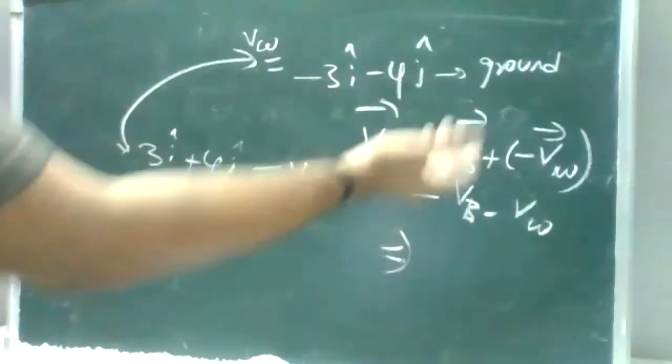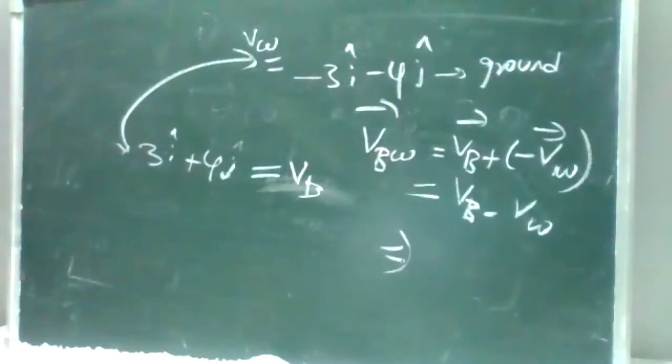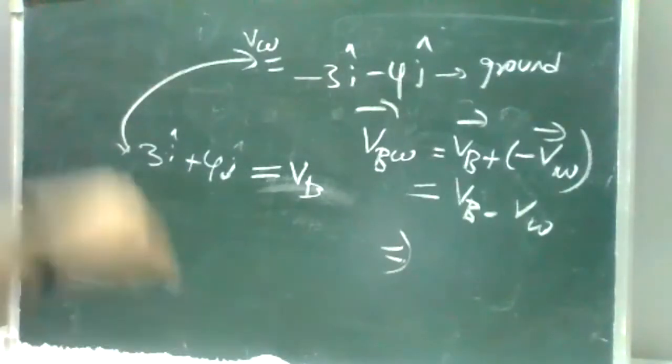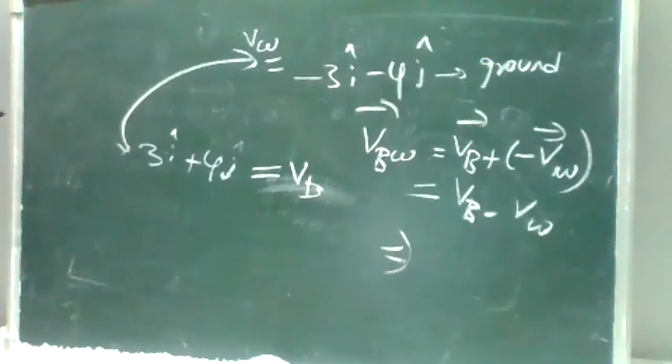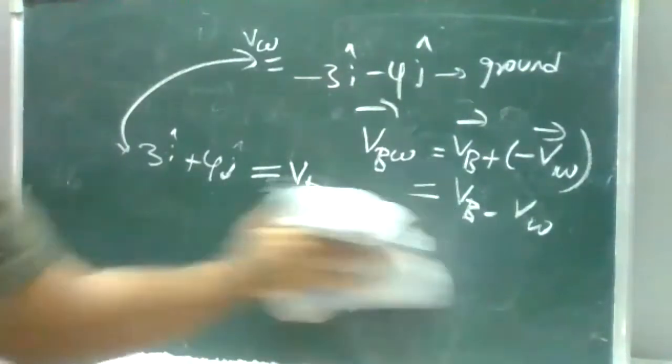6 I cap plus 8 J cap. We are just going to subtract these two. Here, since there is already a minus, it will get added up. 6 I cap minus minus 6 I cap plus 8 J cap. Answer is 6 I cap plus 8 J cap. Okay, next question. Next question, note it down.